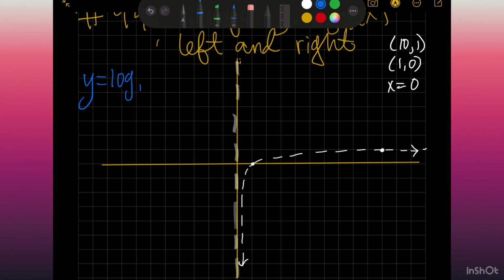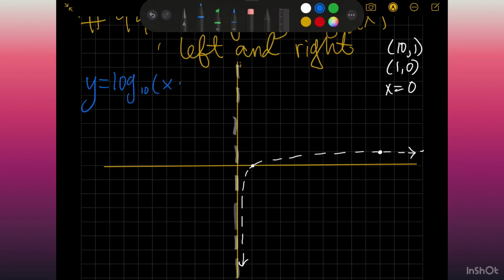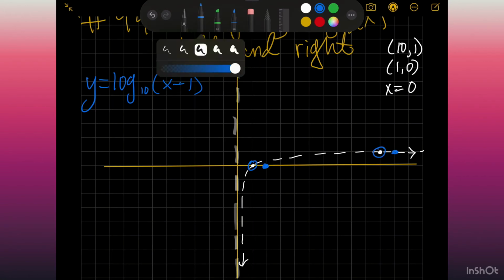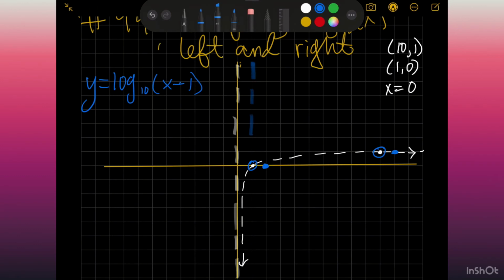All right, let's try the other direction. Log base 10 of x minus 1. So that means I'm moving to the right 1. So I'm going to take all of my known points, moving them to the right 1. Same thing with my asymptote, that is going to move to the right 1. And once I have those 3 pieces of information, now it's super easy just to graph my shape again.